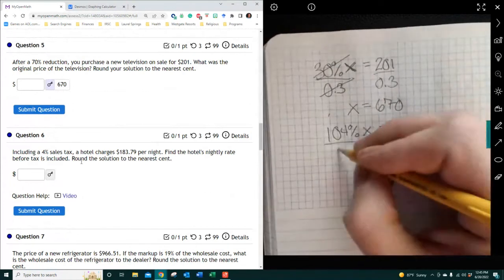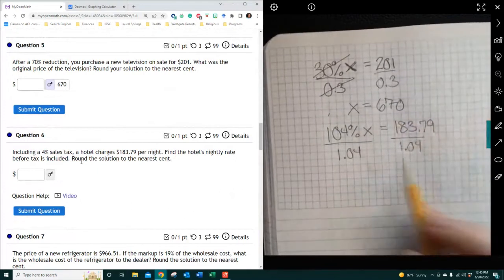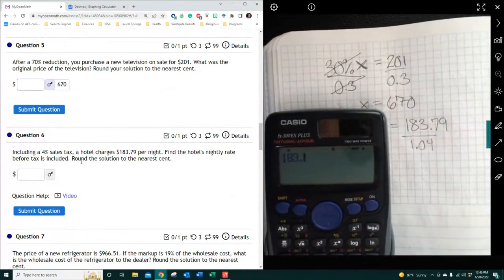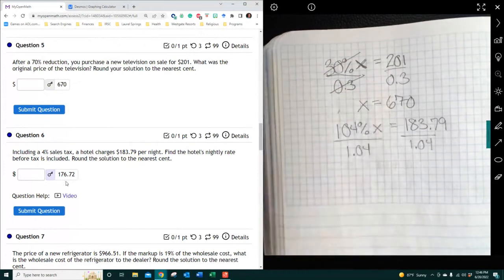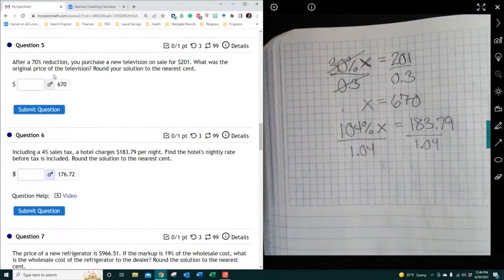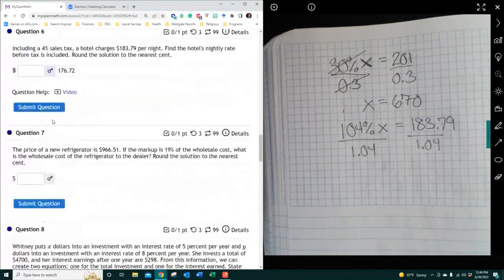So to do this, all we do is divide both sides by 1.04. And that's how we represent percentage as a decimal. So we're going to take the 183.79 and divide it by 1.04. And then we're going to get the value of $176.72. It wants us to round to the nearest cent, so that's why we get the value here. So 176.72. All right. I can't express enough how easy reduction and surplus are. Surplus is adding to the value and reduction is taking away. So that's how that works.